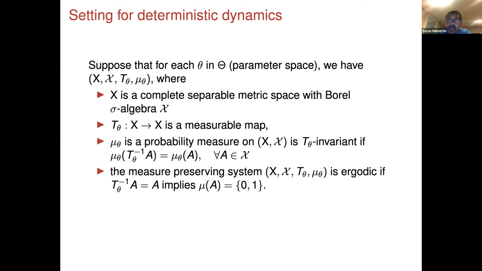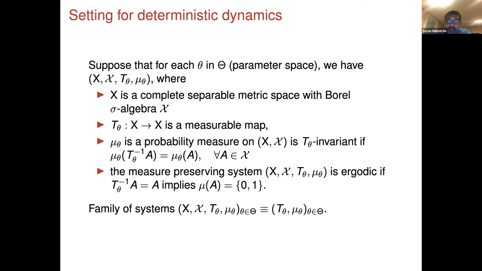This is a measure preserving system, and it's ergodic. We will talk later on about what you might be able to do if things aren't ergodic. I think that's very interesting, but for now, these are ergodic. And for this family of systems, I'm going to reduce this quadruple down to a double, which is T theta and mu theta.